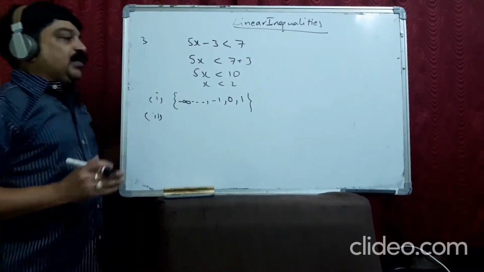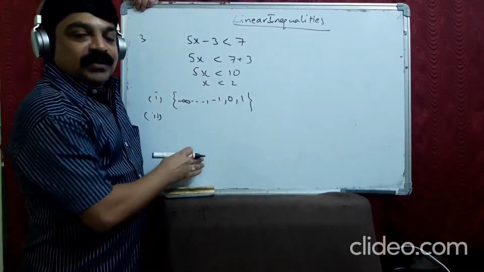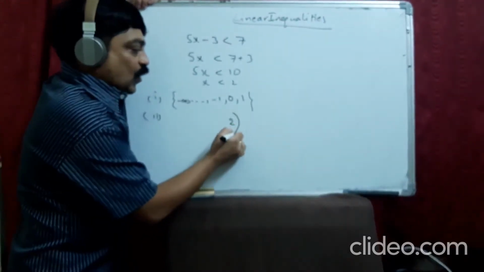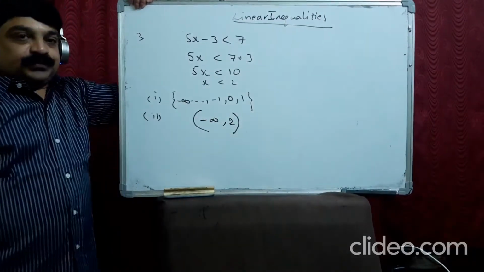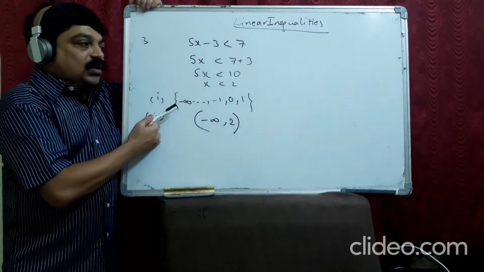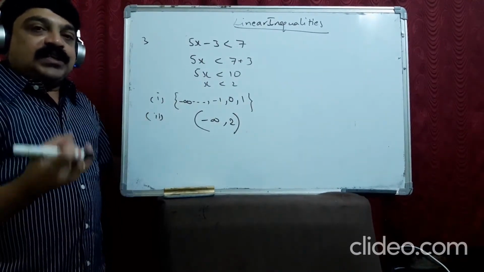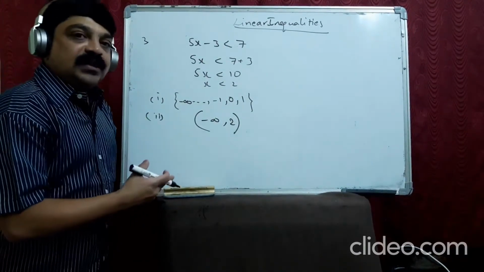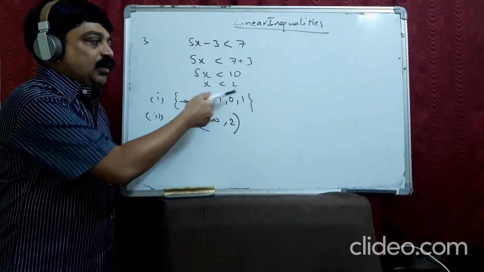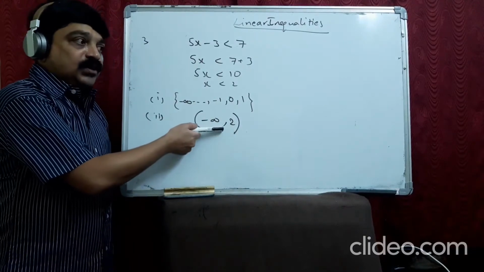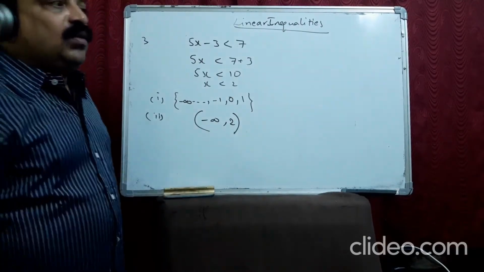Next one is real numbers less than 2. What are the real numbers less than 2? Open bracket minus infinity to 2. What is the difference between these two? In integers, you won't get decimals and fractions, whereas in real numbers, you will get all the numbers. Here you won't have 0.1, 0.2, but here you will have 0.1, 0.2, everything. Okay?